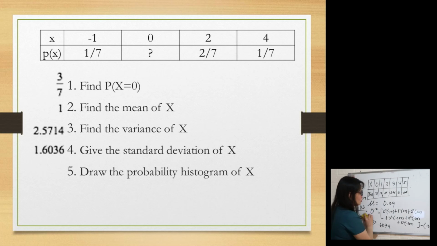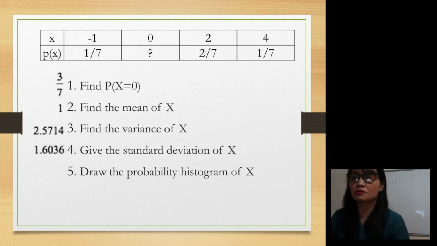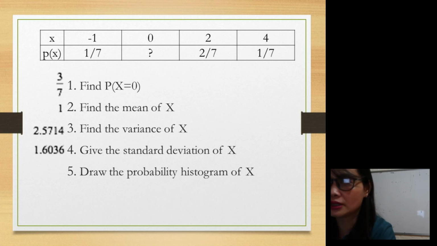Next, what about the mean? If the probability of 0 is 3 over 7, how do you solve for the mean? Multiply the value and its corresponding probability. Okay, so multiply its value and its corresponding probability. The probability of the value 0 is 3 over 7. And for the mean, that is 1. Variance, okay, 2.5714.